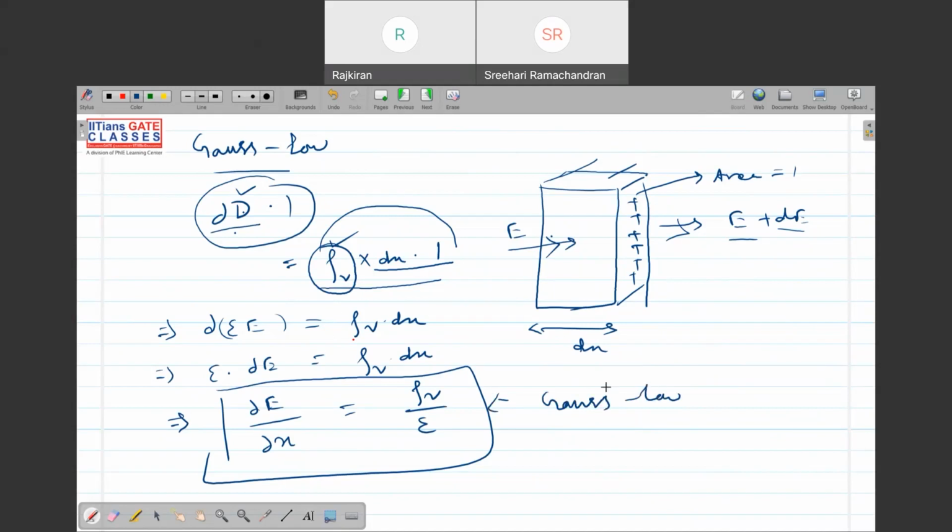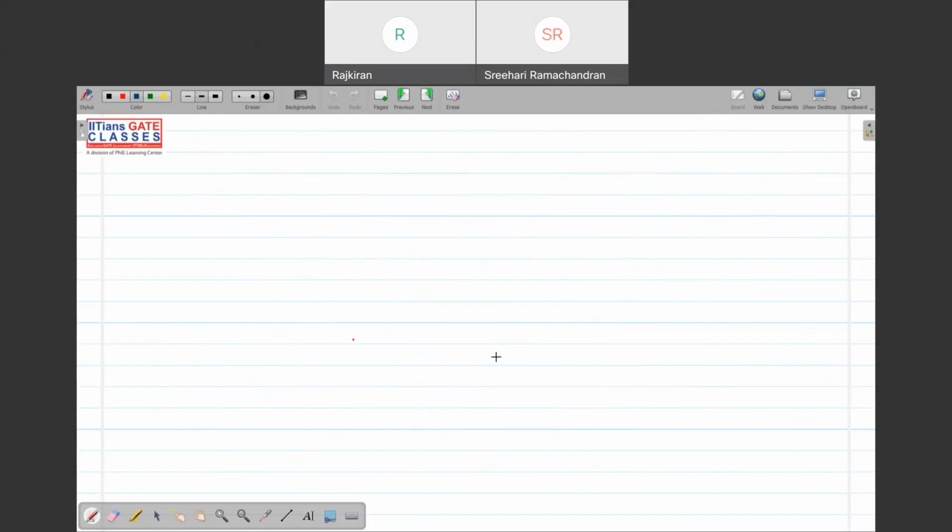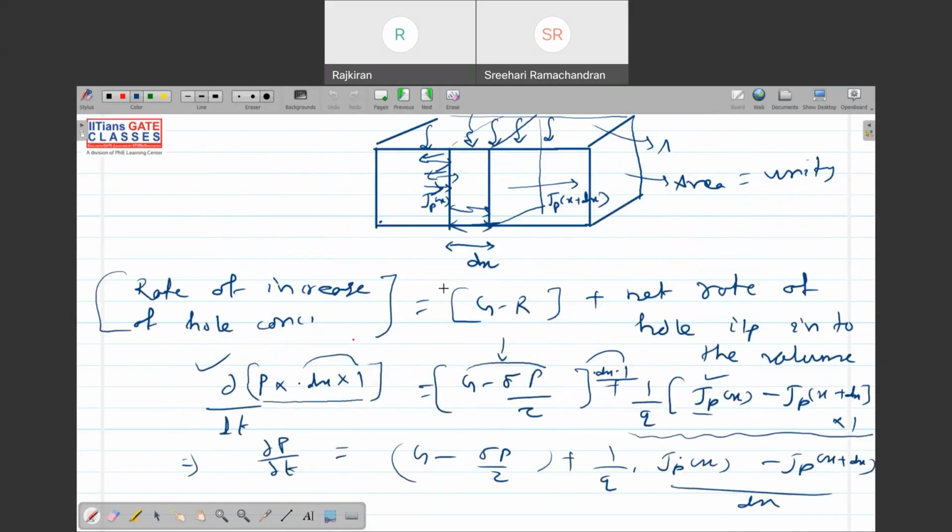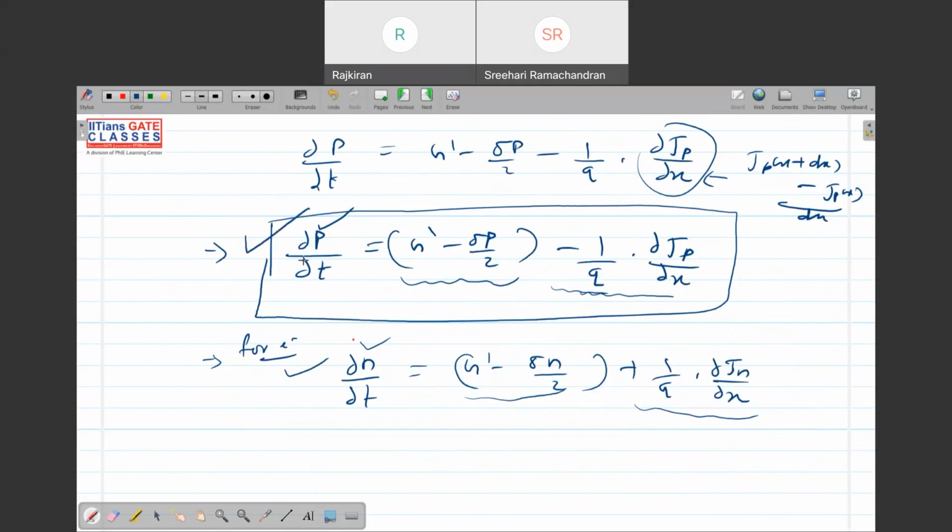Now I'm just summarizing before leaving. What are the equations we have seen? Let me take a table. You understood that this is one continuity equation. The continuity equation says the rate of change of hole concentration is the net generation rate minus recombination plus the net rate of hole input. Similarly for the electrons.